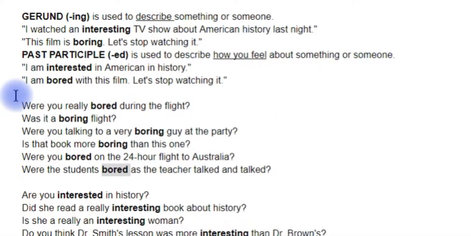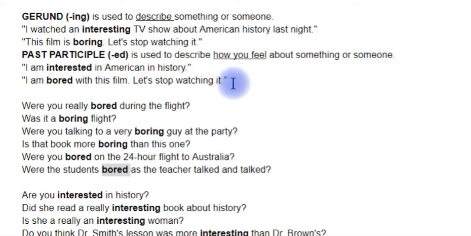This is the general idea, and we are going to see it in different verbs, like: I watched an interesting TV show, this film is boring, I am interested, or I am bored. We're going to see it with different adjectives.